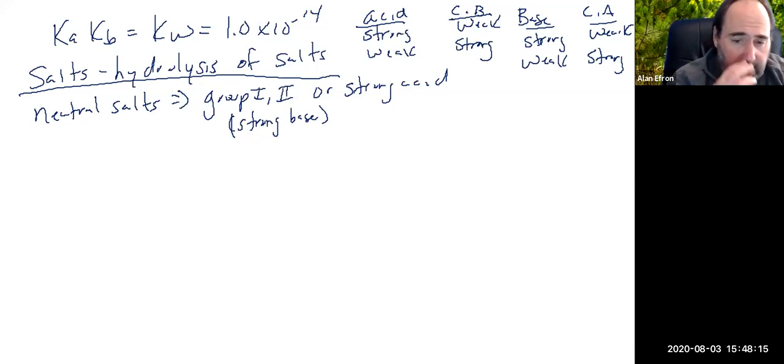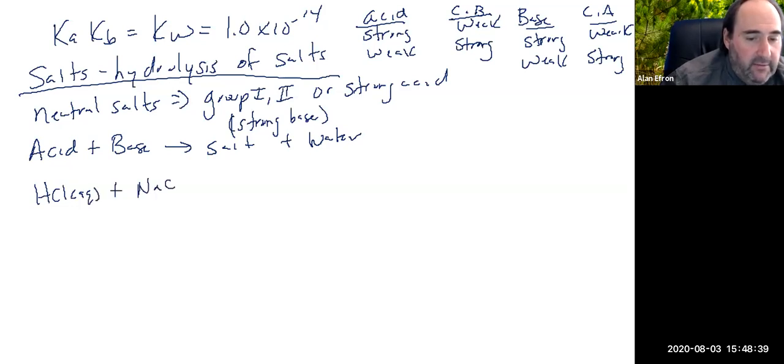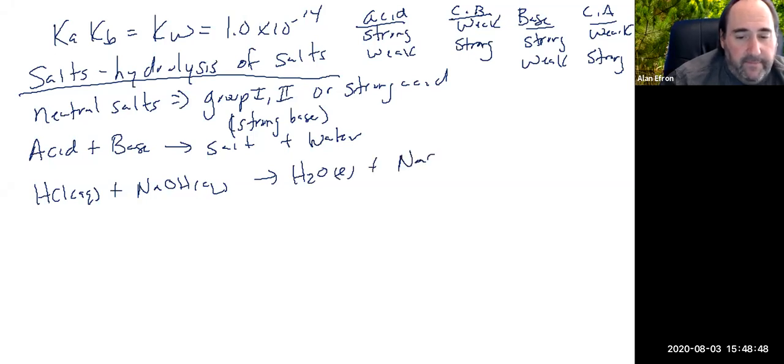And again, anything that comes from a strong acid or a strong base, and salts are generated from that reaction of an acid plus a base, right? It makes a salt plus water. If we take something like hydrochloric acid, which is a strong acid, plus sodium hydroxide, which is a strong base, when they come together, we will make water, and our salt here would be sodium chloride.